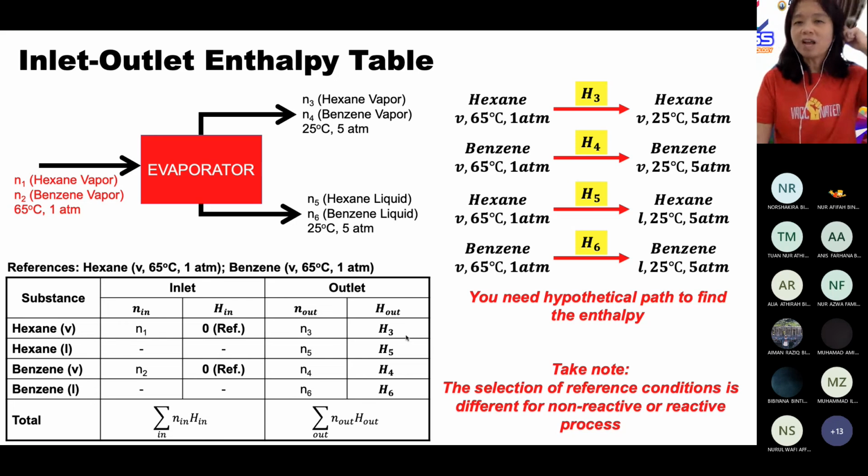So if there is N3, there is a third molar flow rate and a third enthalpy. So how to calculate this enthalpy? The enthalpy calculation must always start from the reference condition to that specified condition. That means, say you want to calculate H3, it is from the reference condition, hexane vapor 65 Celsius 1 atm. The reference condition, right, the start must be from the reference condition.